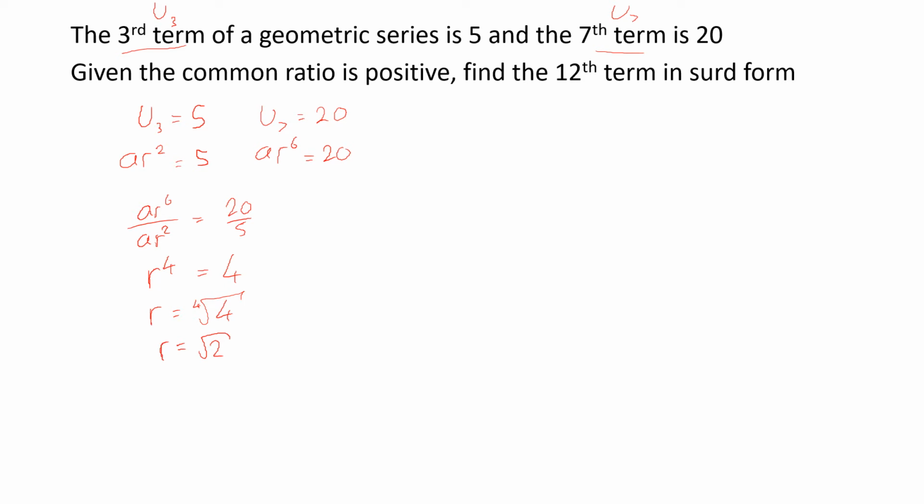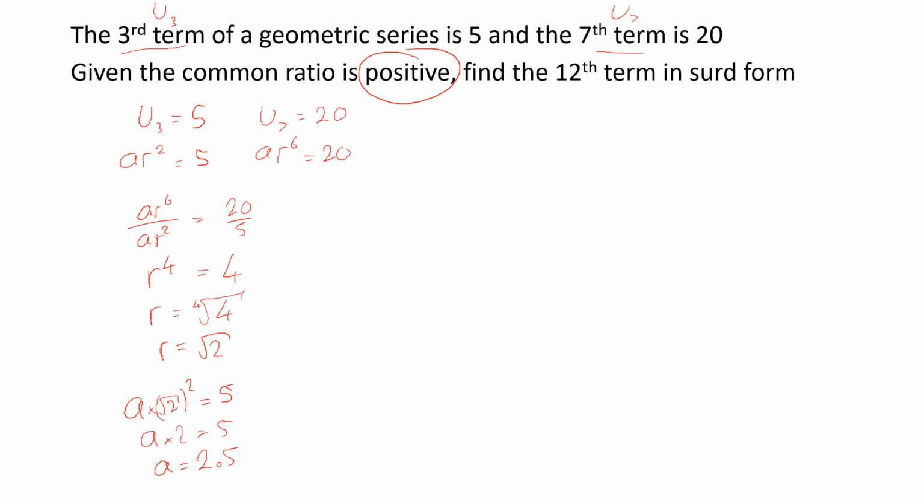So that's our ratio. Now it could be positive or negative, but we are told that the common ratio is positive, so we're going to take that positive root. We probably then want to substitute that back in to work out what a is. So let's substitute it into ar squared. So a times root 2 squared is equal to 5. Root 2 squared is just 2, so a times 2 equals 5. Divide by 2, a is 2.5, or 5 over 2.